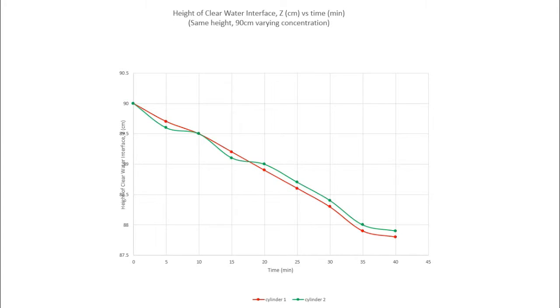It shows that cylinder 1 has greater gradient than cylinder 2. Hence, we can conclude that the lower the concentration of suspension, the greater the gradient, and hence the greater the settling rate.